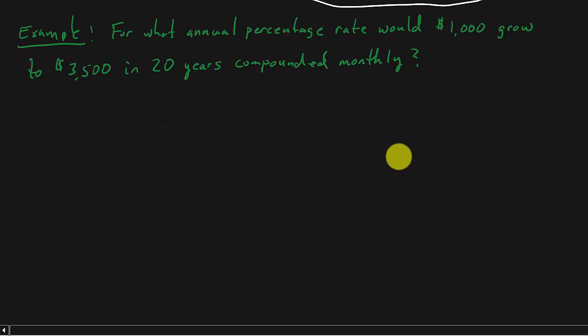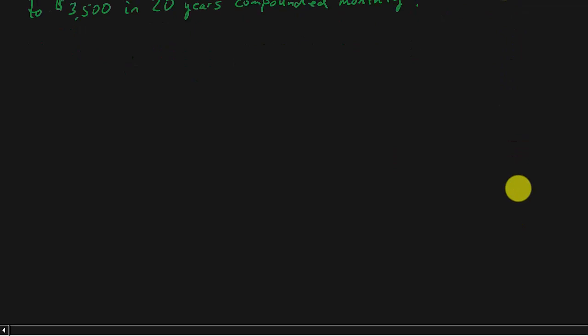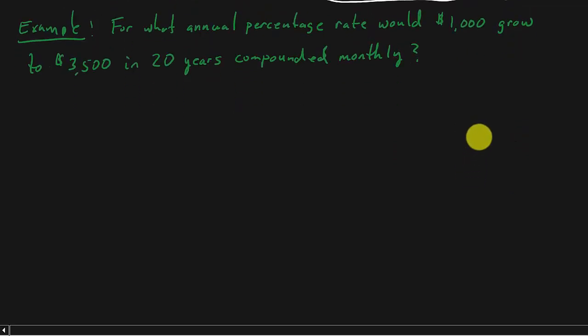All right, so what about this one? And I think this, yes, look at that. This is the last problem. Now, this video is a lot shorter than I thought it would be. All right, so for what annual percentage rate would $1,000 grow to $3,500 in 20 years compounded monthly? All right, let's write our formula down again. So I've got A equals P times 1 plus R over N raised to the NT.